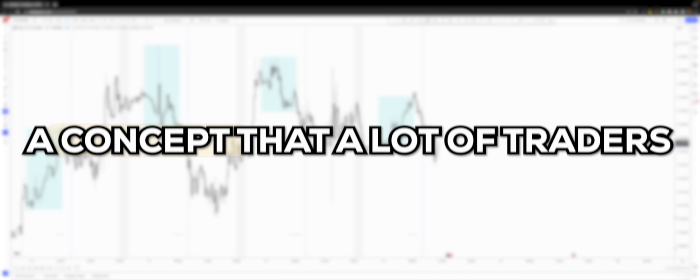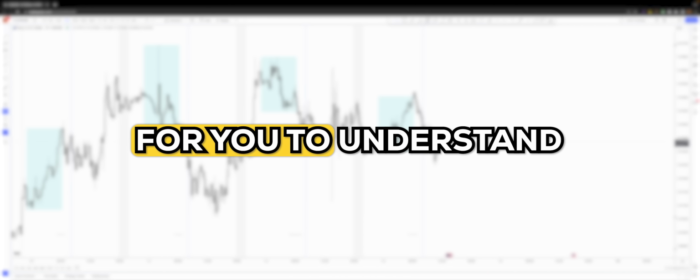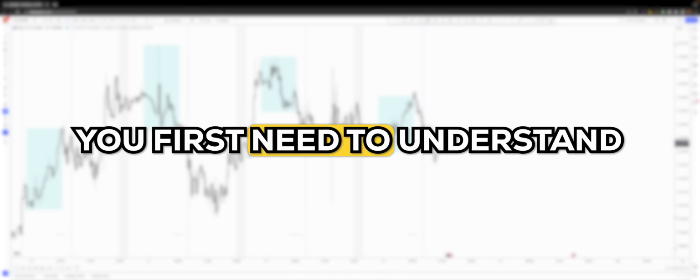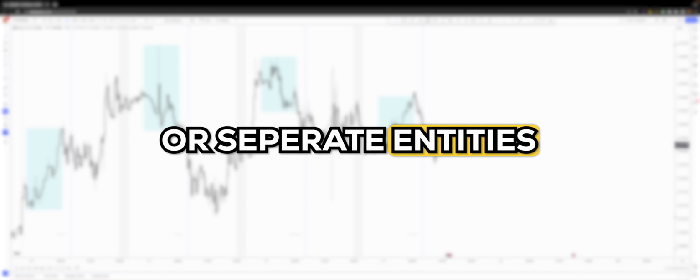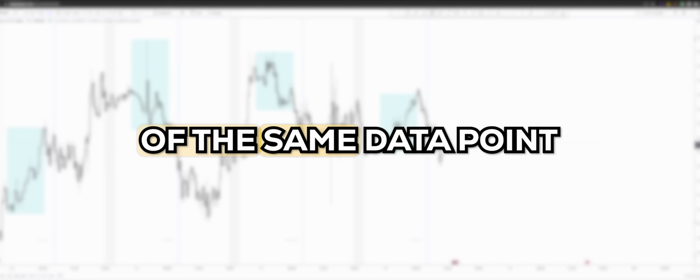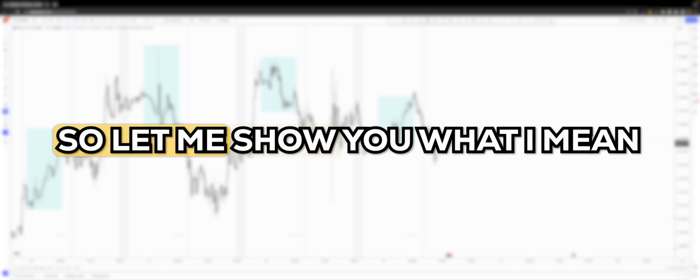Okay, so I'm going to break down a concept that a lot of traders find very difficult to understand in a step-by-step easy process. For you to understand how to do this, you first need to understand how I see the time frames. So I don't look at time frames as one single time frame or separate entities. They're all just a representation of the same data point. We're just zooming in and zooming out to see this data represented in multiple ways. So let me show you what I mean.